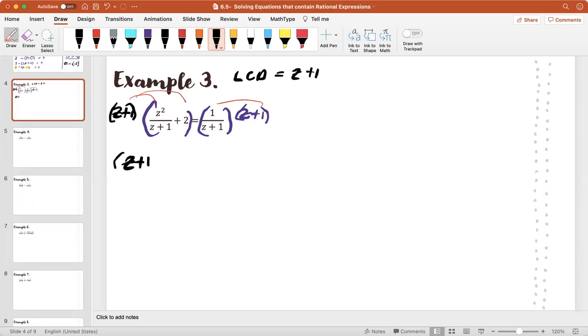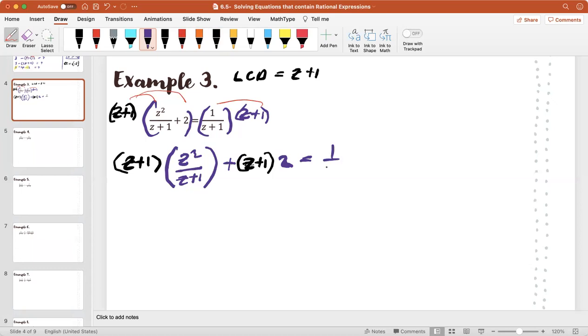z plus 1 times your first expression inside the parentheses, that's z squared over z plus 1. What's next? We should carry the sign in between the expressions. So this is plus 2 times z plus 1 times your second expression inside the parentheses, which is 2. And that's now equal to the same expression we have on the right.